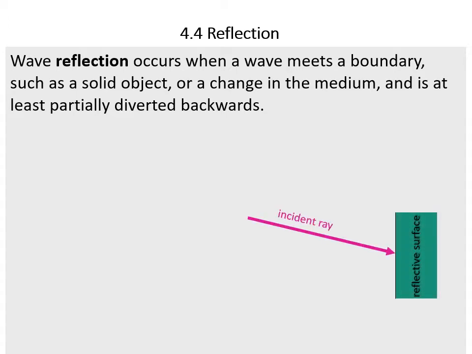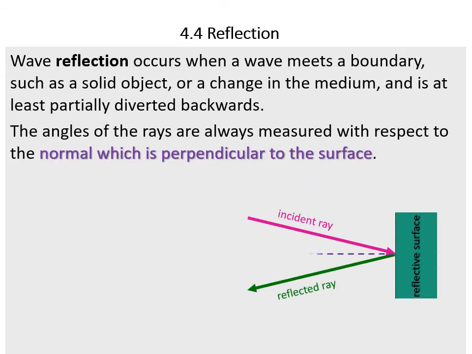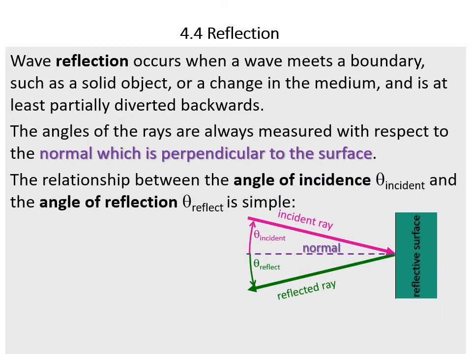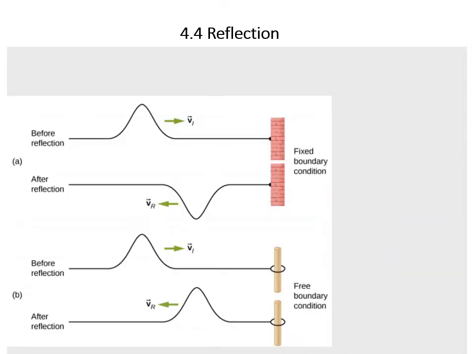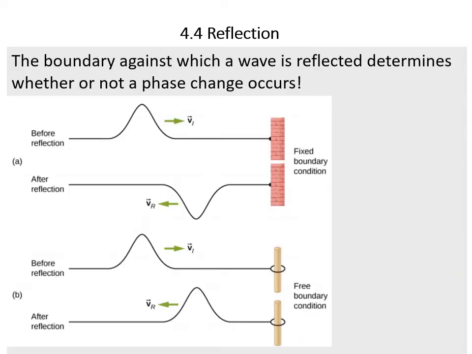Here we have an incoming beam or incoming wave, and this would be the incident ray, and then we have the reflected ray, and this is measured with respect to the normal, and the normal is this purple line. It is at a 90-degree angle perpendicular to the surface. Always the angle of incidence equals the angle of reflection. The surface on which a wave reflects determines what happens to the wave after reflection.